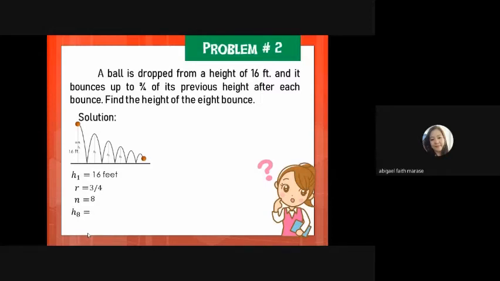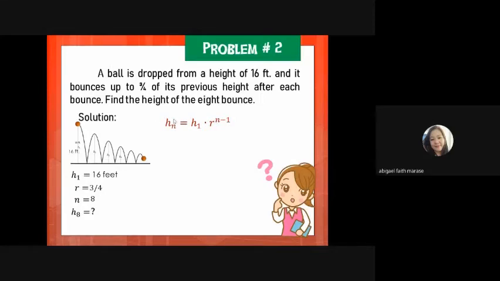And we are looking for h sub 8, which is the 8th bounce, yung ikawalong talbog ng bola. Okay, kanina sinabi natin dahil siya ay ratio at ang hinahanap lang naman natin ay nth term o yung ikawalong bounce ng ating bola, so we'll be using the formula for geometric sequence. That is, h sub n is equal to h sub 1 times r raised to n minus 1.